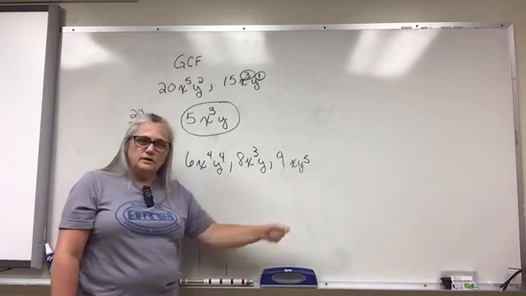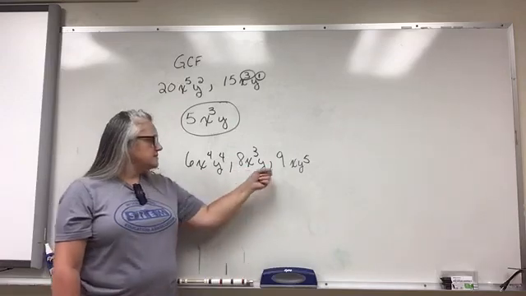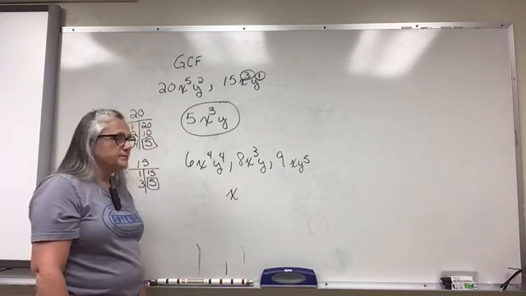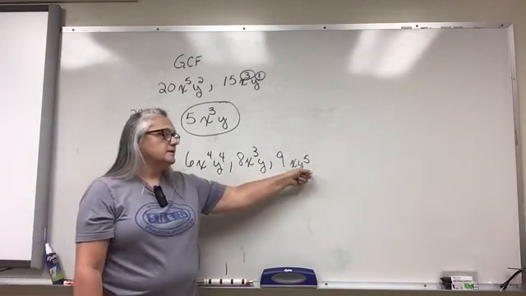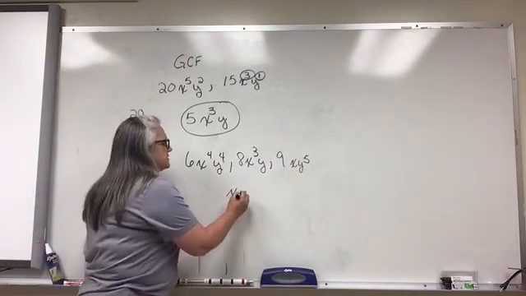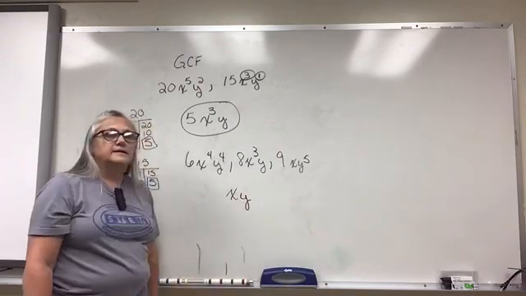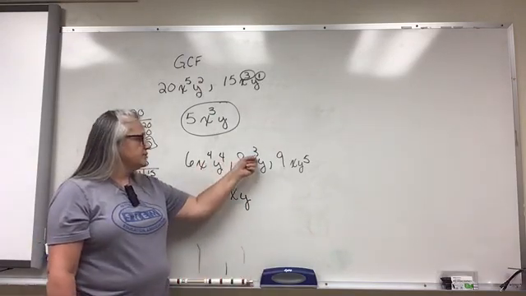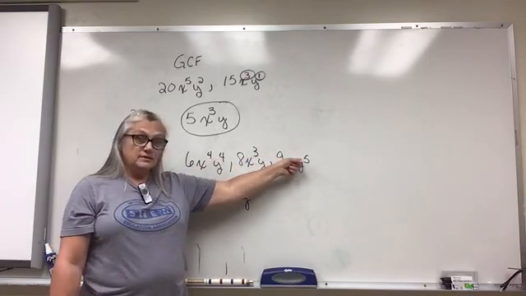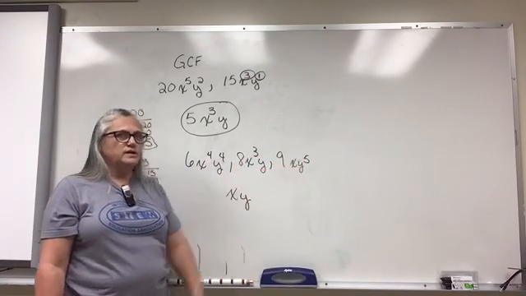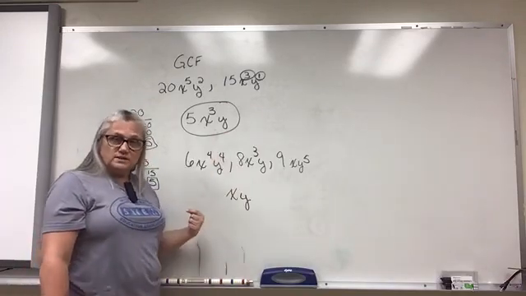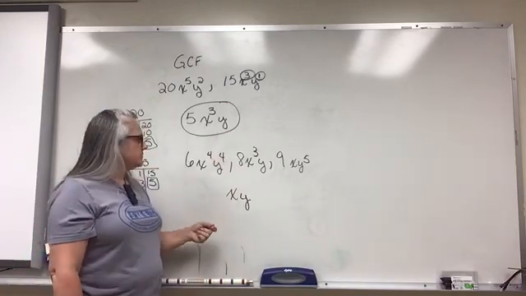Now, what about my variables? Well, I have an x in all three, so I have an x. I have a y in all three, so I have a y. Now let's look at those exponents. I have a 4, I have a 3, and remember that's an understood 1, so I have a 1 over there on that x. So I just leave it as x because 1x is all I can pull out.